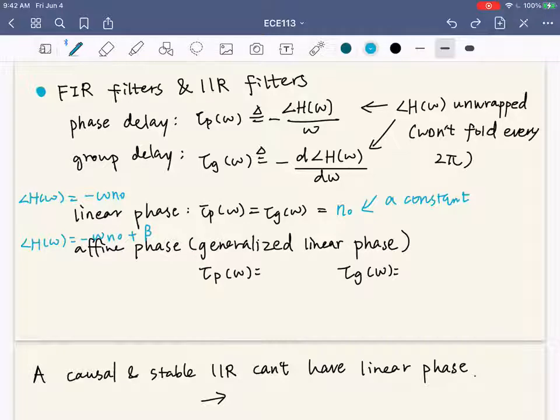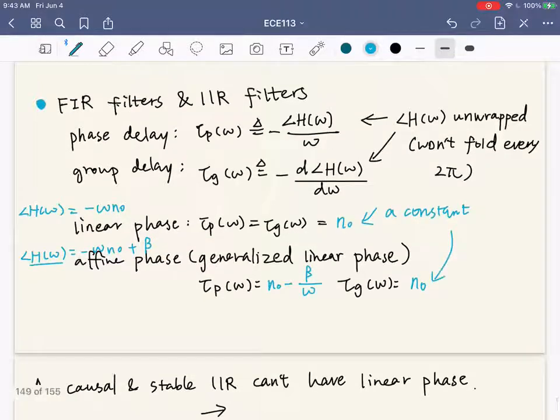But generalized linear phase means that your phase response is actually not strictly linear. It is affine, right? It adds another constant after that. Let's name it beta. So in this case, our phase delay and group delay are not the same, but we still count it as linear phase sometimes. So we still count it as generalized linear phase. Why? Because its group delay, the most important parameter, is a constant. So we give them the credit. Okay, you are also linear phase, but our phase delay is no longer the same. It will change according to the frequency, but we don't care. Cool. Any question about this?